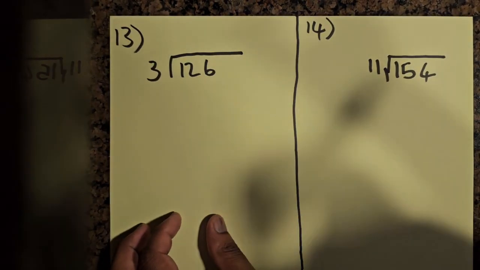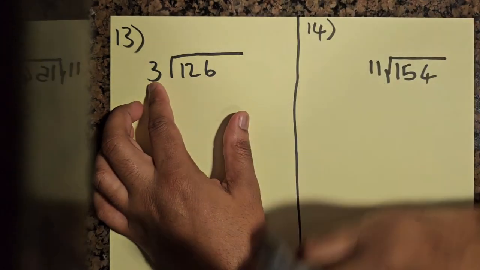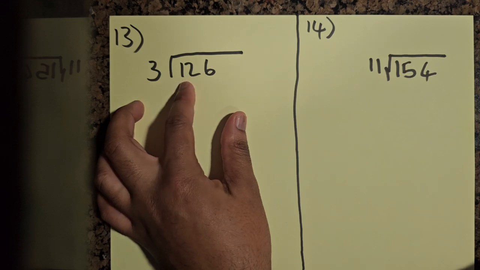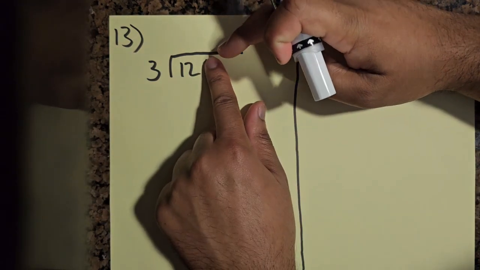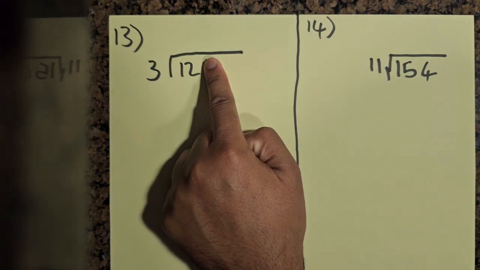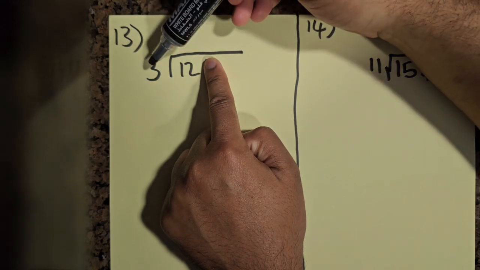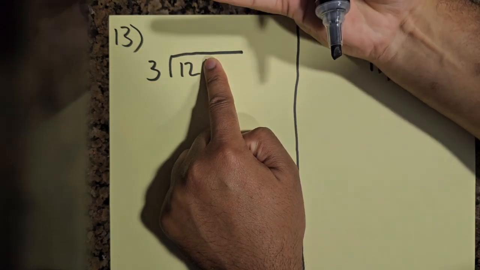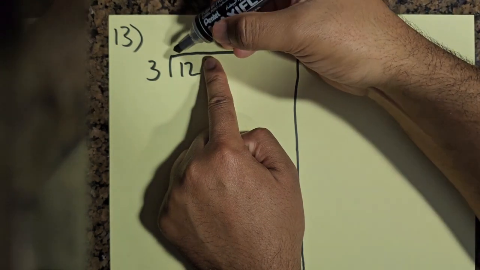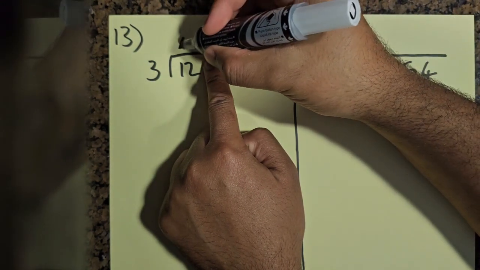Now, firstly, if we try to just put 3 into the first value, 3 can't go into 1, so I can't just use 1. 3 can't fit into 1. So I'm going to use the first two values, which is 12, right? 3 goes into 12 how many times? So you need to now check how many times can 3 fit into 12. So it's 3, 6, 9, 12, which is 4 times. So we put that 4 on top.